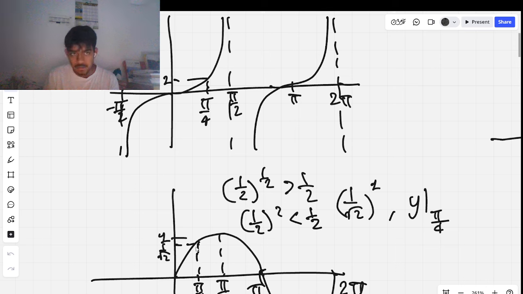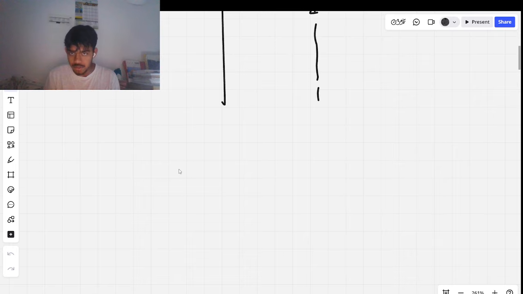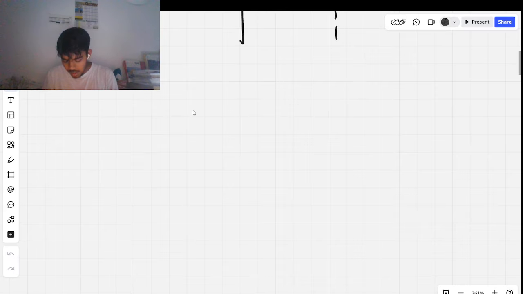So it seems to me that between here and here, what happens is something like this. And then we need to investigate what happens at pi by 2. Now, because we can't do that directly because of limits, I'm going to use L'Hopital's rule. I am going to rewrite y equals sine x to the tan x in this form. I'm going to take logs on both sides.